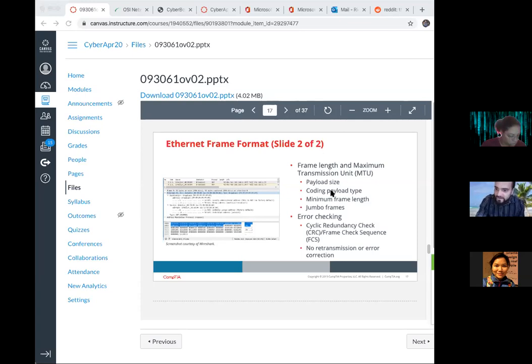Then we have coding and payload types. Let me go here instead. This makes more sense. All right, so we can have a minimum frame length. We can also have a jumbo frame. The minimum frame length is going to be 64 bytes. A jumbo frame is something where gigabit Ethernet products can support jumbo frames that have a lot bigger MTUs than normal. But they're not really standardized.